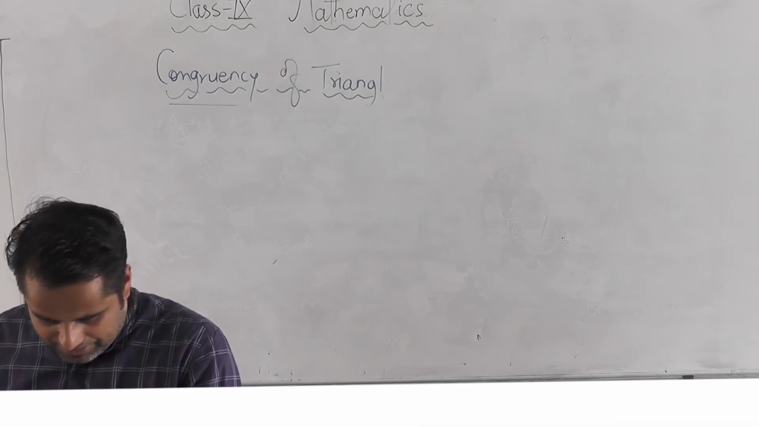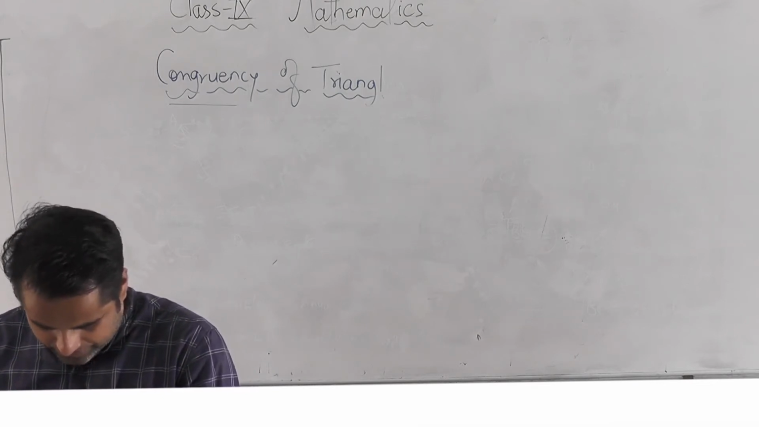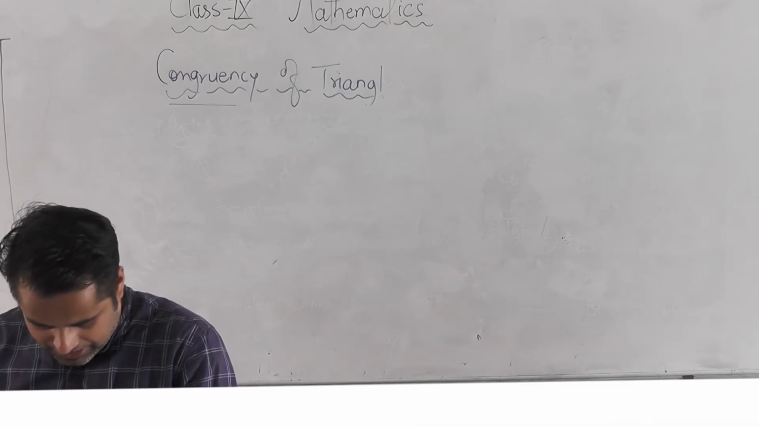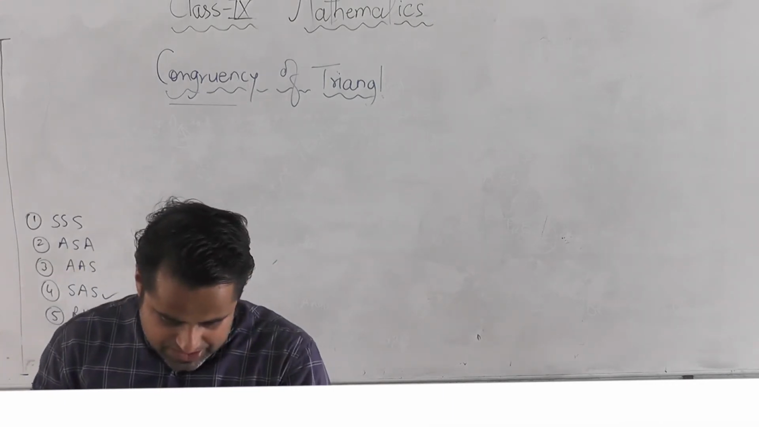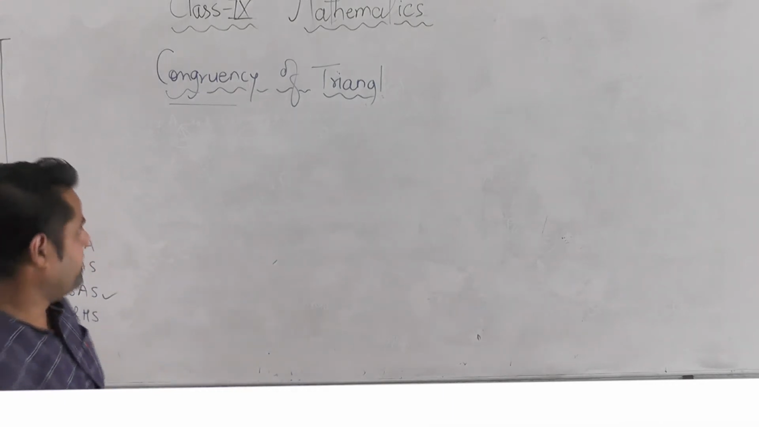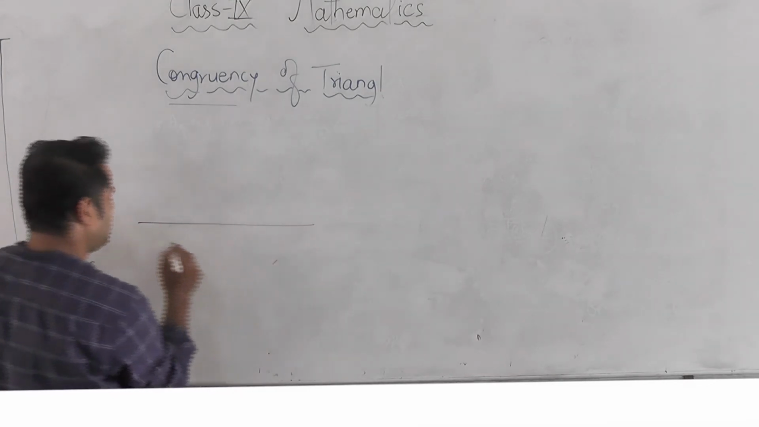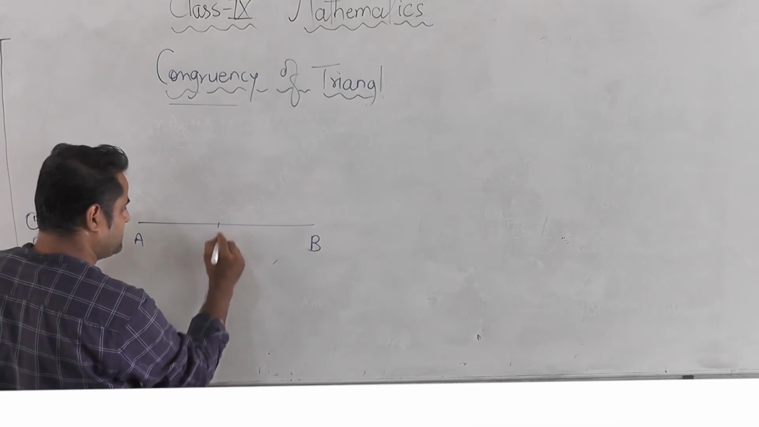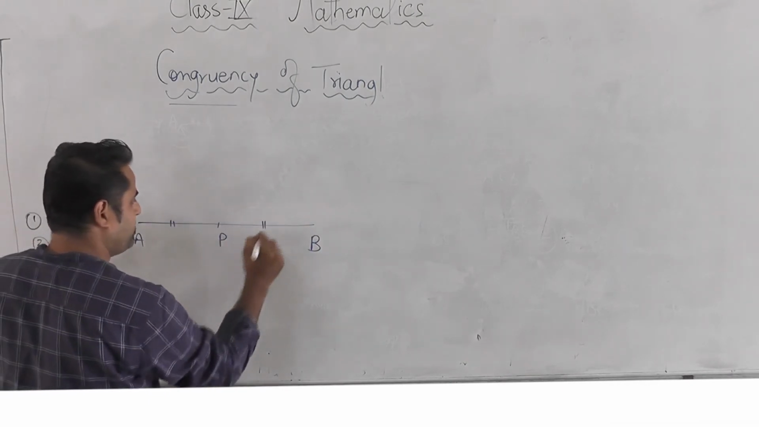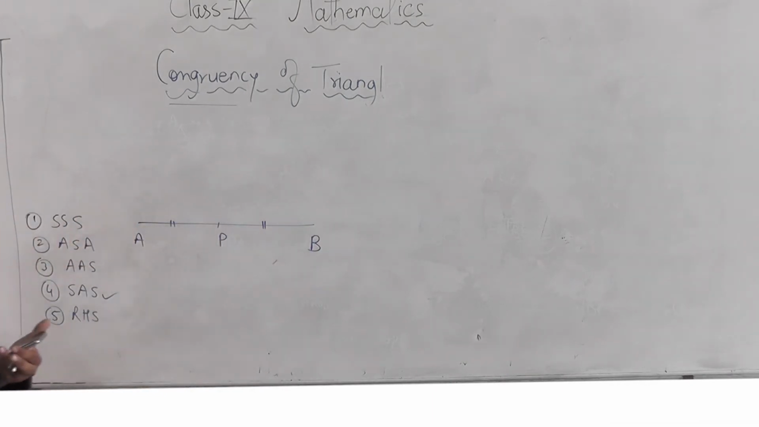Let's see another example. Now this example, again, I am taking from the same exercise. Given AB is a line segment and P is the midpoint. So I am making a line segment AB and drawing P as a midpoint. Midpoint means AP and PB are equal.